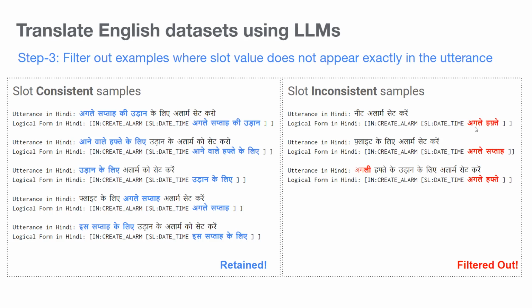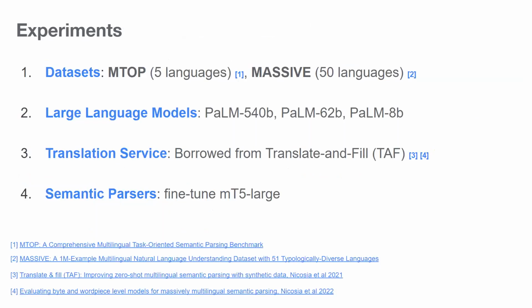We discard the samples where slot values in the logical form do not appear exactly in the translated utterance. The samples shown on the right have slot values highlighted in red that do not appear in the translated utterances. Such examples are discarded. For samples on the left, the slot values appear exactly in the translated utterance, and hence such examples are retained.